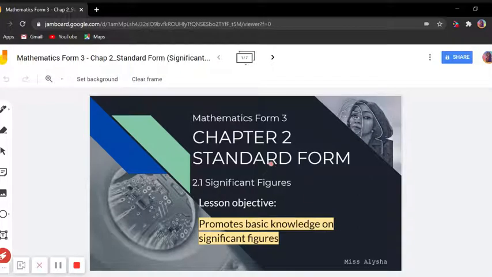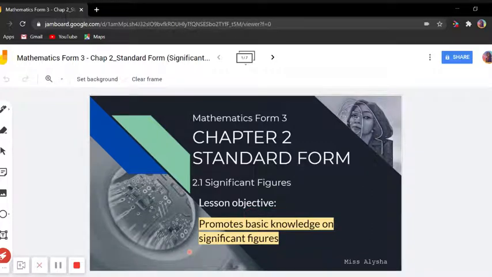And in this video, I am going to teach Form 3 Mathematics, that is Chapter 2, Standard Form. In this video also, we will be learning how to count significant figures. The lesson objective is to promote the basic knowledge on significant figures. And at the end of this video, you should be able to know basic knowledge on significant figures.